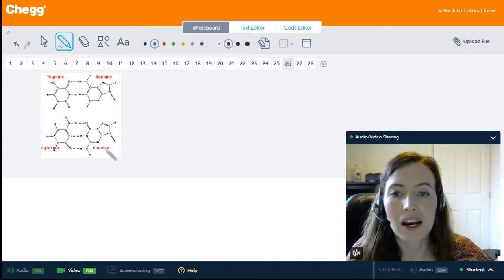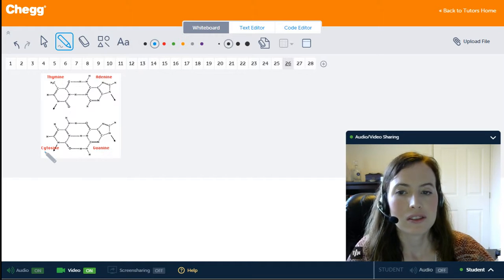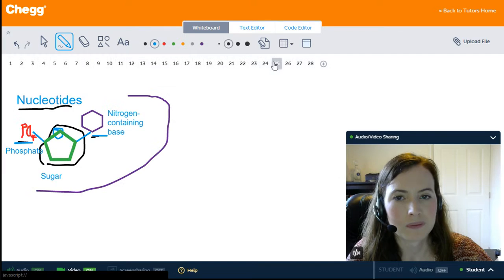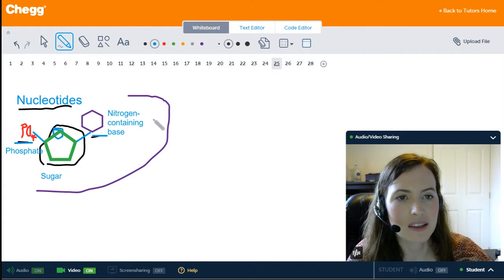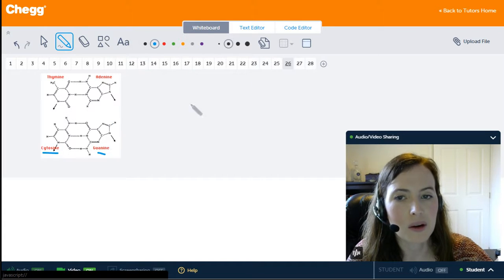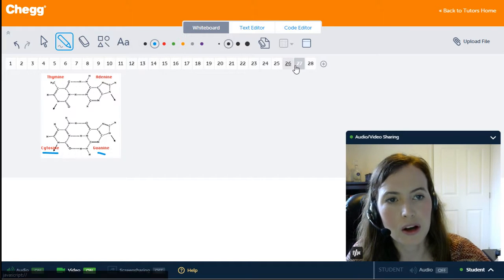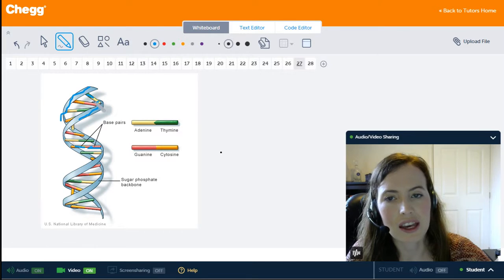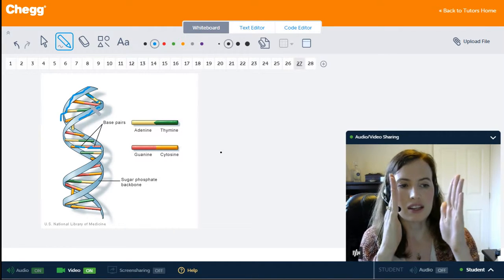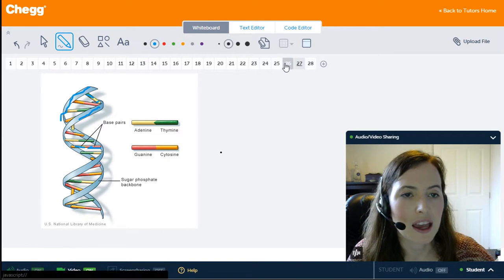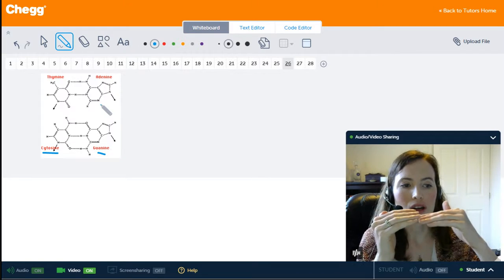They never cross pair. So cytosine and guanine are always going to pair with each other. And this is what the nitrogen-containing base would look like. So what's attached right here to your nucleotide will be one of these bases. So you have your cytosine, and that would pair with the guanine on the opposite edge of the DNA. So the cytosine and guanine are going to pair with each other. And then you're going to have thymine and adenine pair with each other as well.